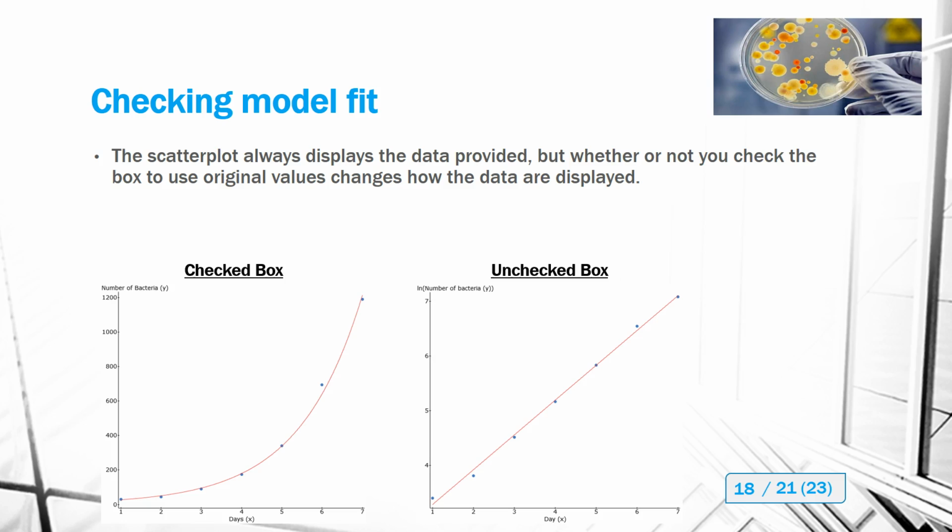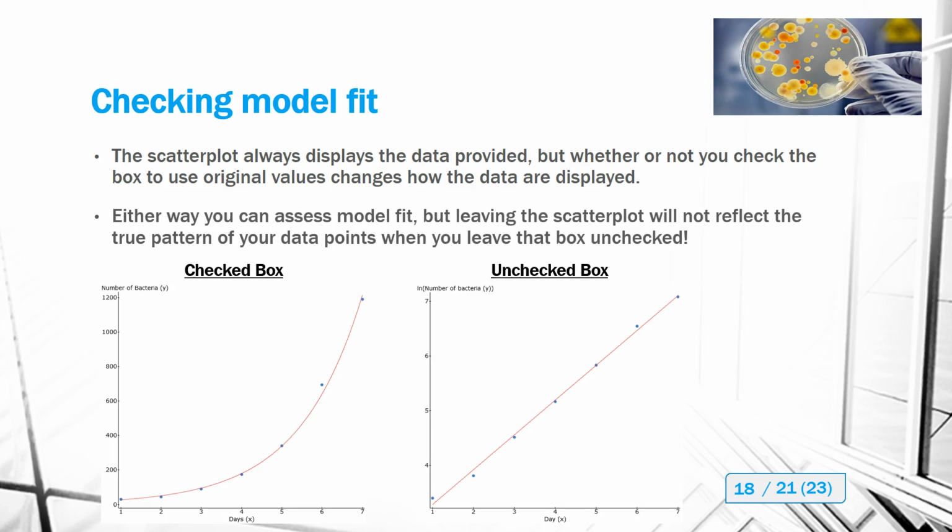Now, notice that in both cases, you can assess model fit either way. In both cases, the regression line that you see in red fits the data points that you see in blue fairly well. So you can assess model fit either way you go. The advantage you get with checking the box is that if you don't check the box, then the true pattern of the data points gets obscured because it's fitting everything to a linear regression. And that's because you're using the simple linear regression option to make your model.